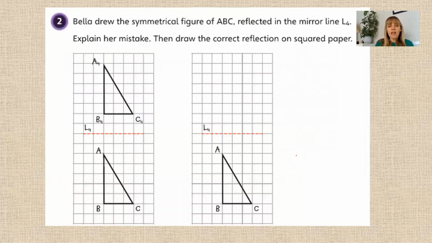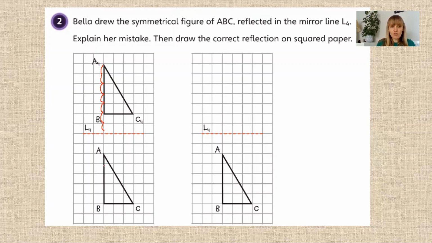Okay, now let's have a look at this one, because this is a mistake, and a really common mistake that people make. So Bella has drawn the symmetrical figure of ABC reflected in the mirror line L4. Now let's look at it on this side first. Here's the mirror line L4, and here's our triangle. Now if you look at A and we were to count the squares to the mirror line, let's do that. I'm going to draw it on like this. I'm going to go 1, 2, 3, 4, 5, 6, 7. So there's 7 squares below A to get to the mirror line.